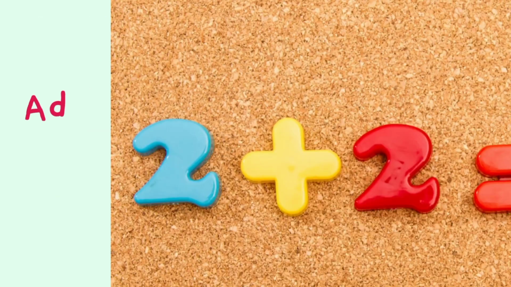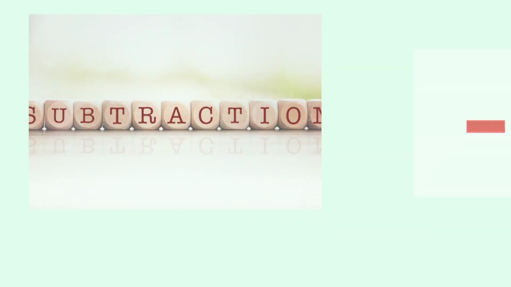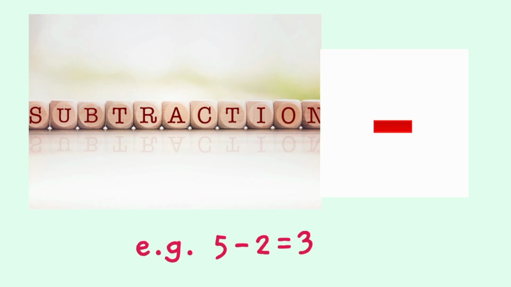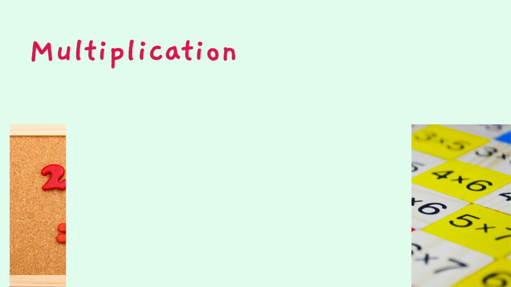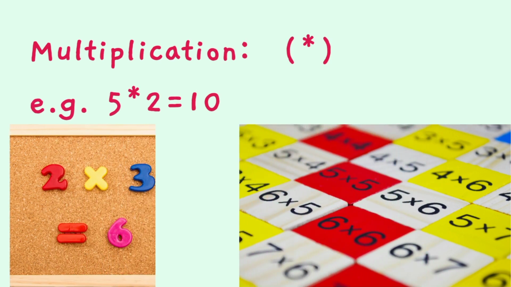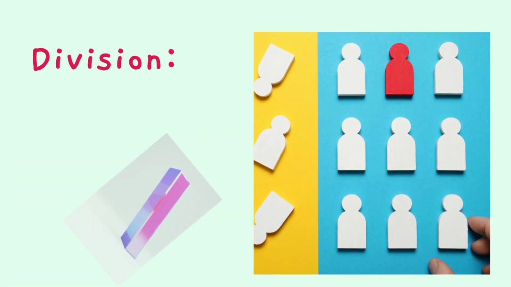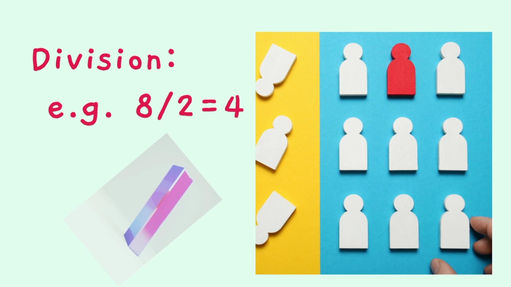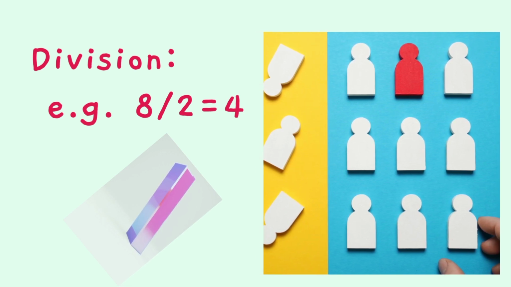Addition, the plus sign. Look at the example displayed. Now let's proceed to subtraction. Look at the example displayed there also. Let's proceed to multiplication. The multiplication symbol changes from what you write in your mathematics. We are using asterisk. You can see the example displayed there. Now let's proceed to division. Division symbol changes just like the multiplication. We are using the slash. Look at the example there also.